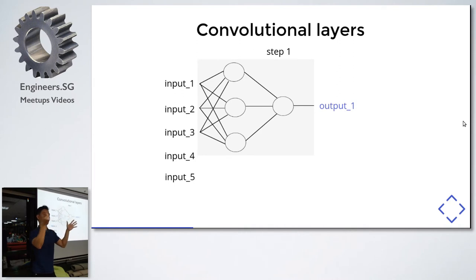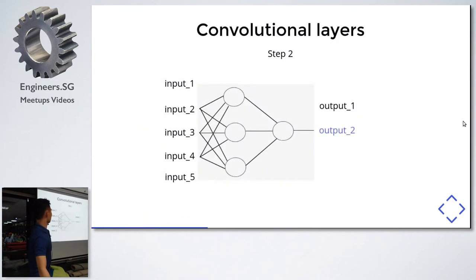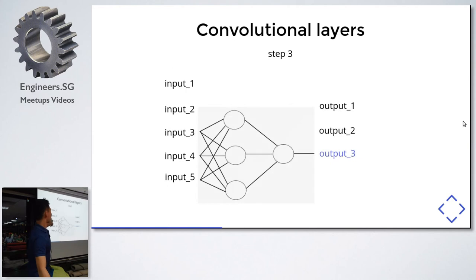You can just shine the flashlight across the painting and get information here on the top left corner, and then slowly predict afterwards. So this is why it's so powerful. In this case, the first step is just using three inputs. The next step is using the next three inputs to get a second output. And the last one is the final step. You'll get another input, and then you send those three inputs to another layer to do something else. So this is, in essence, what convolutional layers are all about.